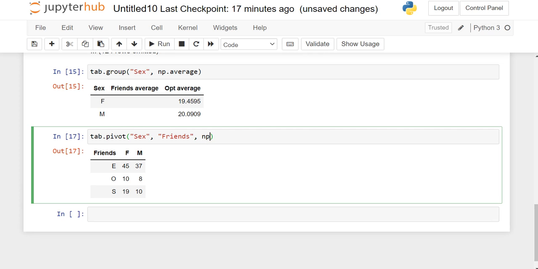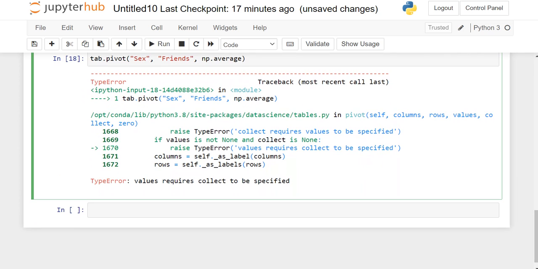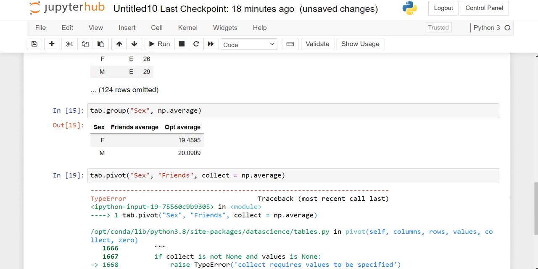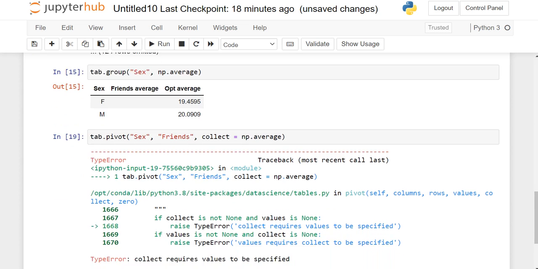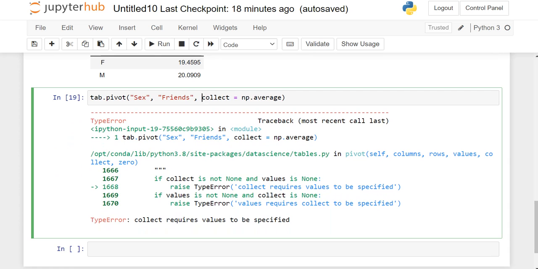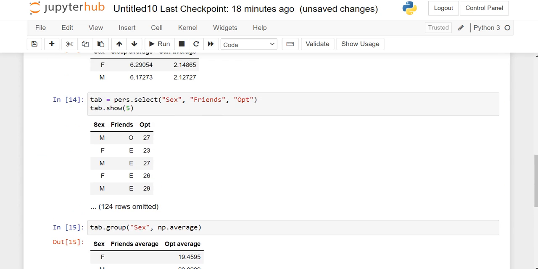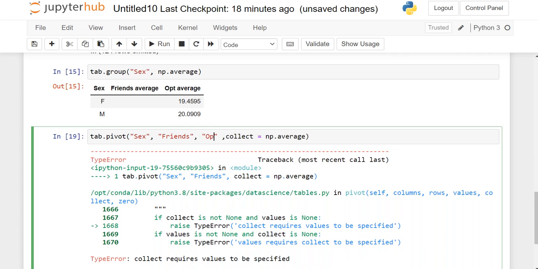And we can also throw in the np.average, and I think this is where I'm going to need the collect equals. And I am still getting an error. And what was the other one we had? Sleep. I'm trying to remember. Well, we had optimism. So let's see.